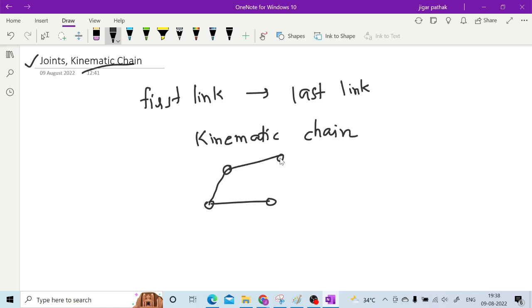This is very basic, right? So I have this link number 1, 2, 3 and 4, and I have attached them with revolute pairs or revolute joints, right? So only one particular motion is there, all the other motions are constrained. Here all kinematic pairs are revolute pairs, and I have joined them in such a way that the first link is attached to the last link. So this is my kinematic chain.